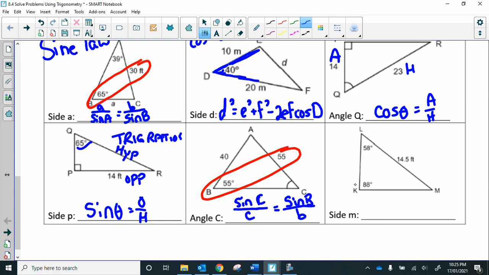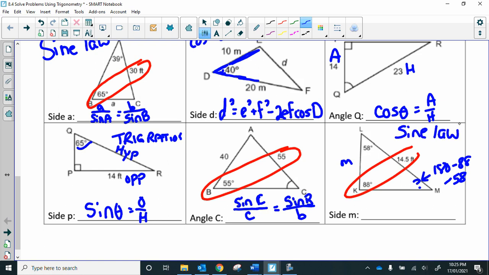And last one, this almost looks like a right triangle, but it's 88 degrees instead of 90, so I can't use trig ratios. But again, I have that opposite pair, and I'm trying to find little m, which means I would need big M in order to use sine law, but you can find that because you could take 180, subtract these two. So 180 minus 88 minus 58. So I could use sine law. I just have to do a little step in between. So to find little m, we would start with that over sine m. And then our opposite pairs are k's. So little k over sine k.